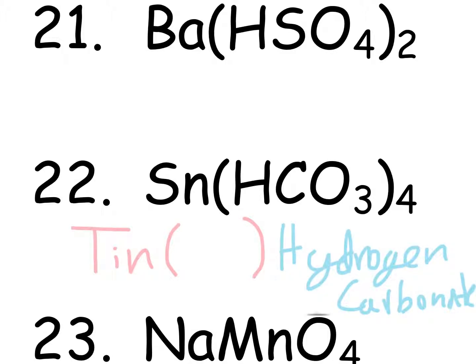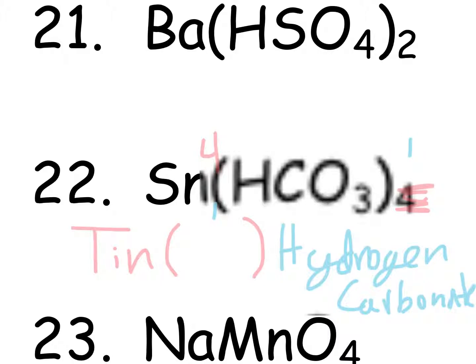Now you either use logic. If I need 4 of these to balance this out, this must have a positive 4 charge, or you do a reverse cross. If this is a 4, that must have been a 4. If this is a 1, that must have been a 1. This is confirmed by our polyatomic ion list. This does have a 1 charge. Therefore, this tin does have a 4, which we write IV.